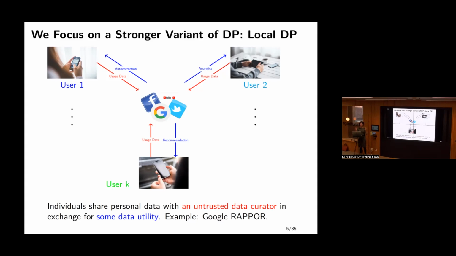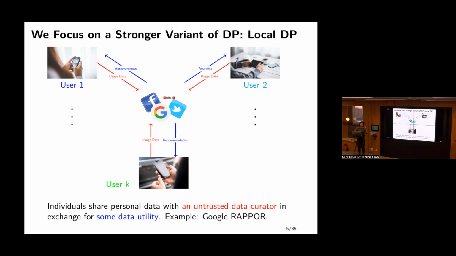So this is called local differential privacy, in the sense that the data is localized at these users, and then there is a central system that wants to probably gather some statistics about this data, and then return some utility to the users. An example of local differential privacy is Google's RAPPOR, which is using the ideas from local differential privacy.